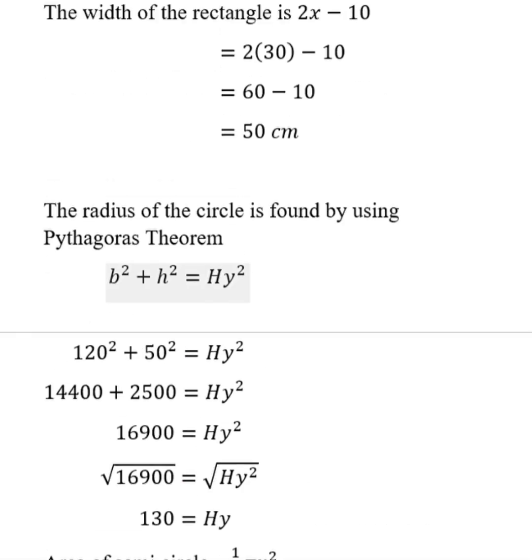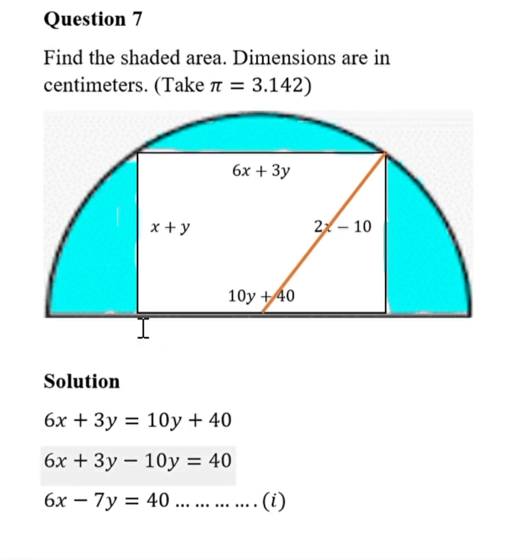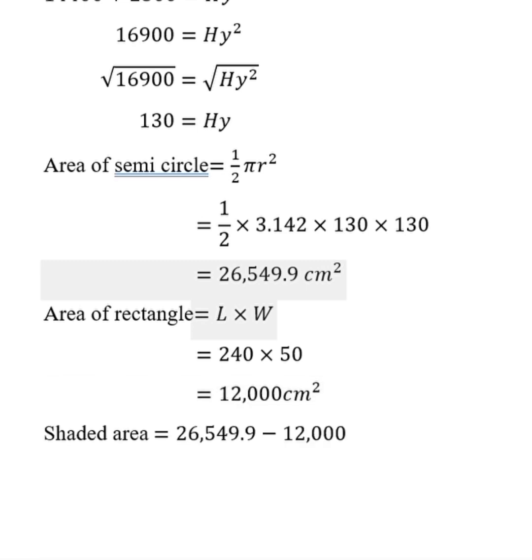Now, how do we get the shaded area? Shaded area is found by taking the area of the semicircle minus the area of the rectangle. So you can say shaded area is equal to the area of the semicircle, which you have just calculated here and found to be 26,549.9, minus the area of the rectangle, which is 12,000. And when you do that, you get 14,549.9 square centimeters. That is the shaded area.